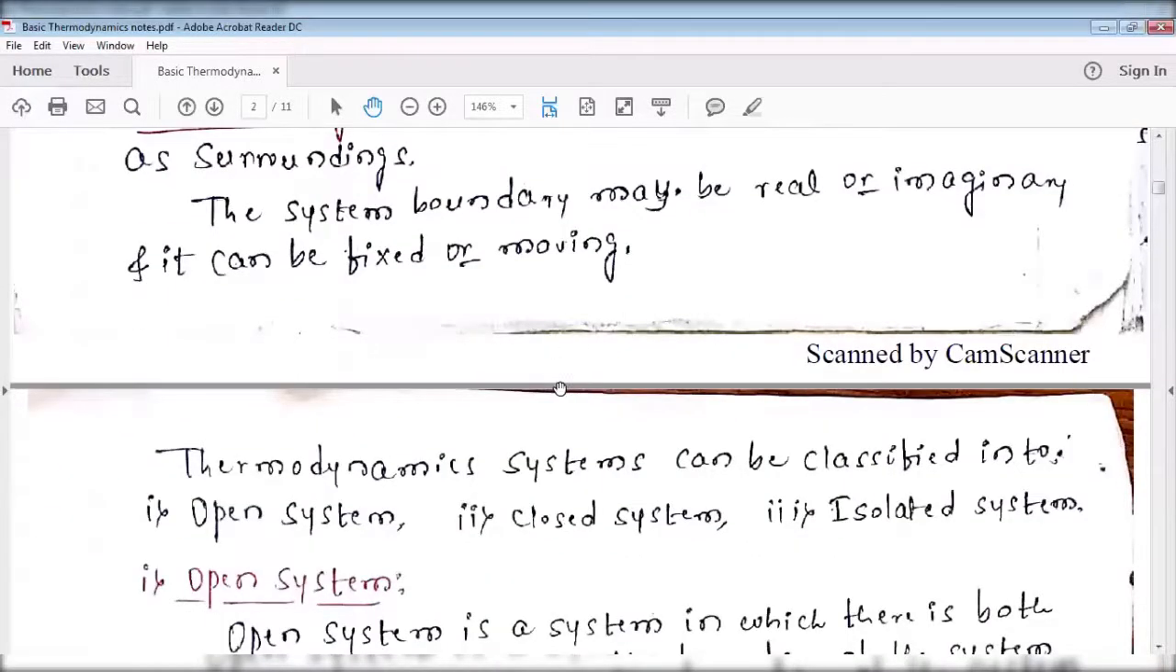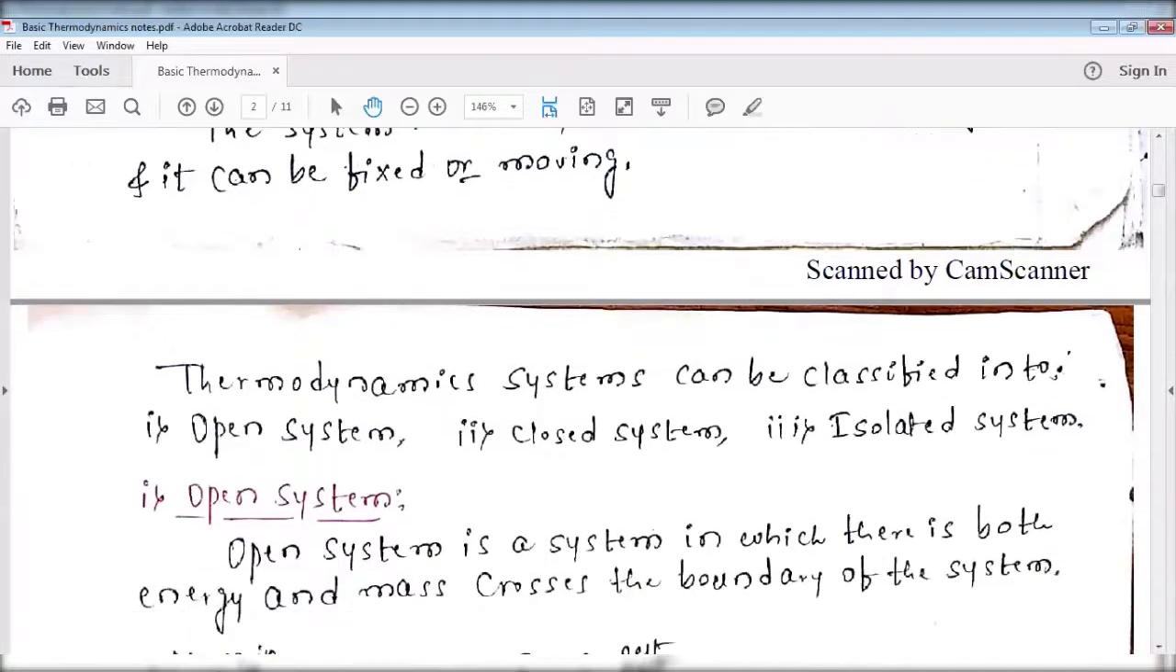Next, we'll move to the next concept. Thermodynamic systems can be classified into three types. First one is open system, second one is closed system, and third one is isolated system.